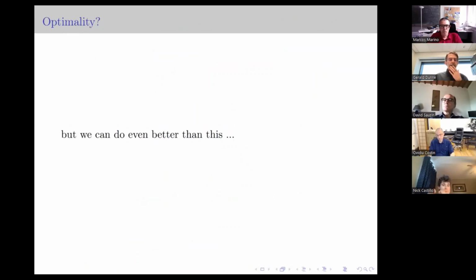But we can do even better than this. In fact, much better than this. And that's the question, can we push this to optimality?